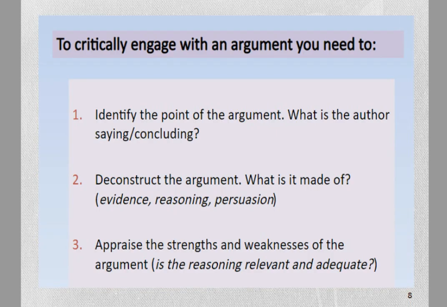So to critically engage with an argument, you have to identify the point. It should be one point, not many points, not many issues. It should be one point and what you are looking for. And then deconstruct the argument: try to find the evidence, reasoning, and persuasion, or how to convince others with your argument, and then appraise the strengths and weaknesses. It means you try to share the strengths and weaknesses to make it very equal and to give adequate evidence of why you are arguing on it.